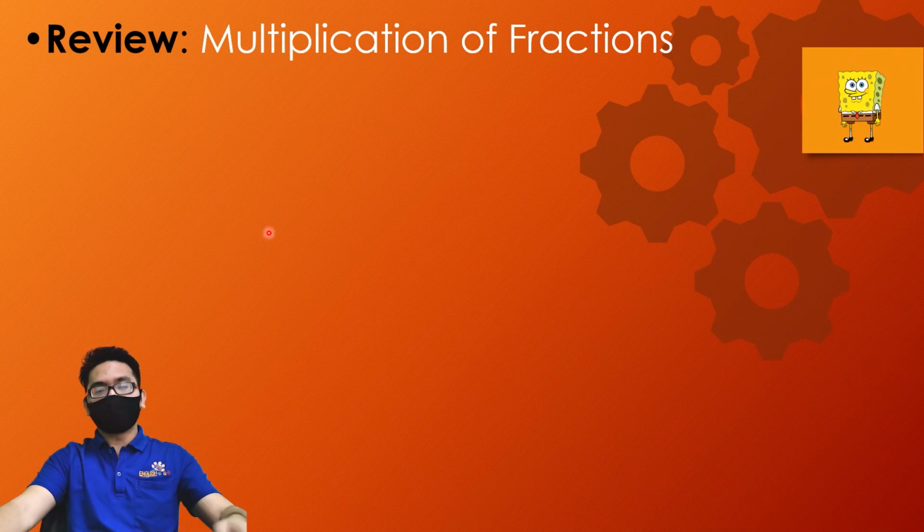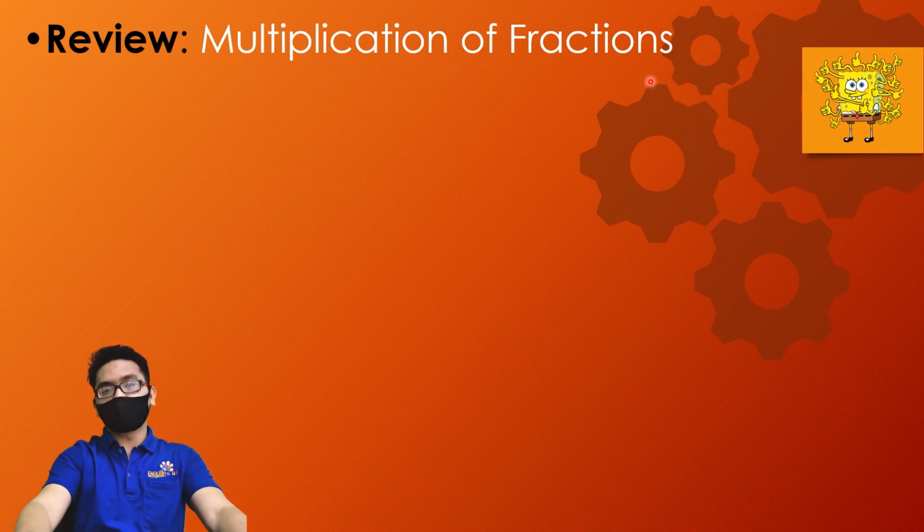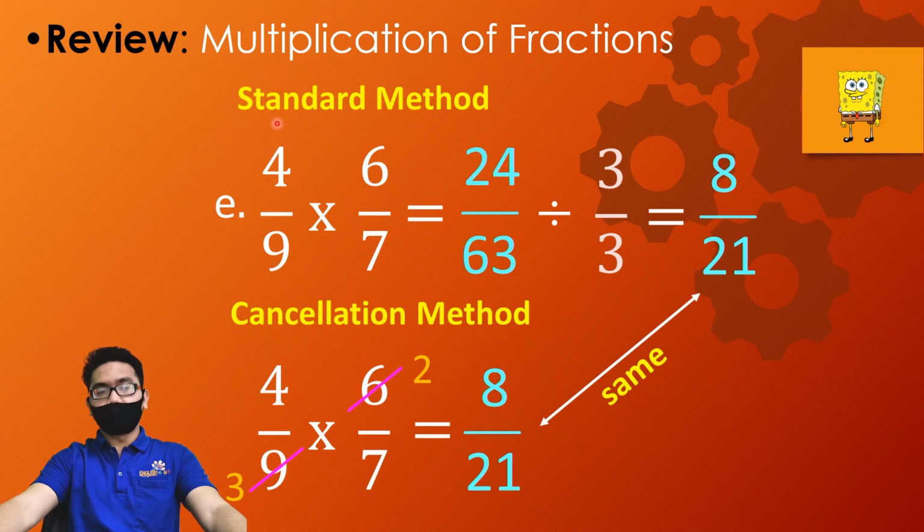Last time we discussed multiplication of fractions. For multiplication of fractions, we have the standard method. In the standard method, we multiply the numerators and then multiply the denominators. After that, we can simplify the fractions so that our final answer will be simplified. Another method for multiplication of fractions is the cancellation method. Before you multiply, you can cancel one numerator and one denominator by their divisibles.